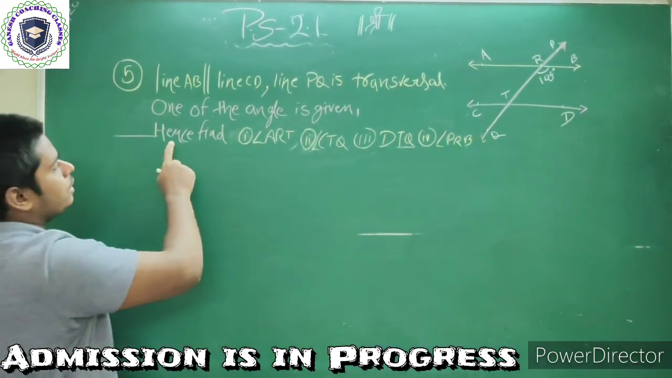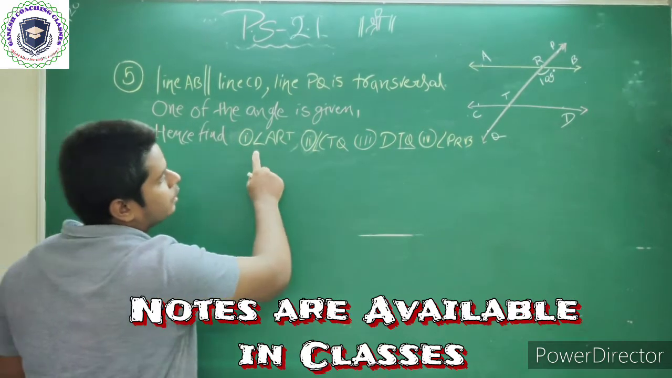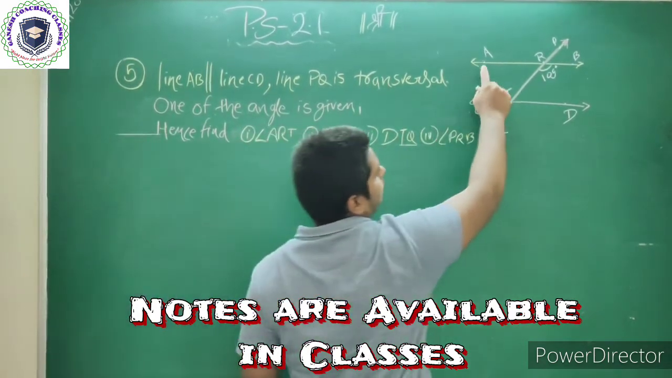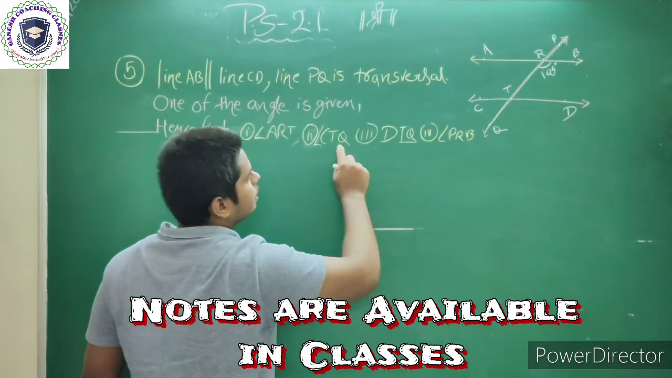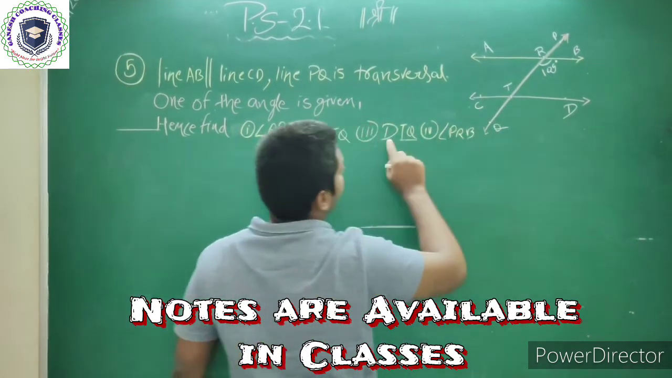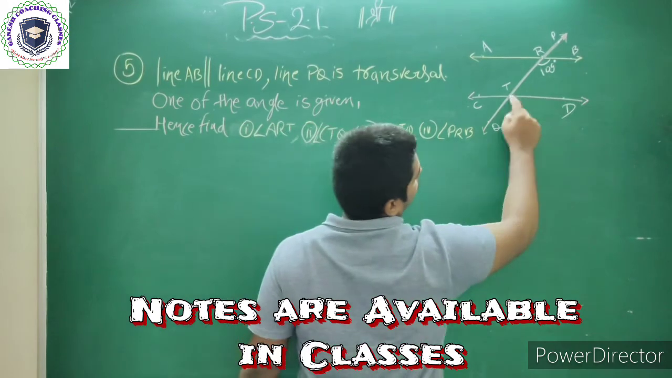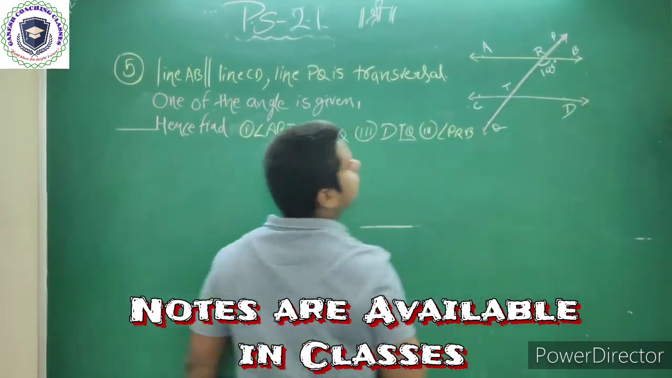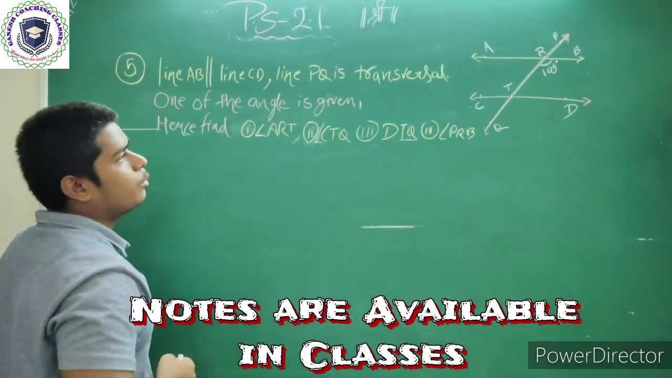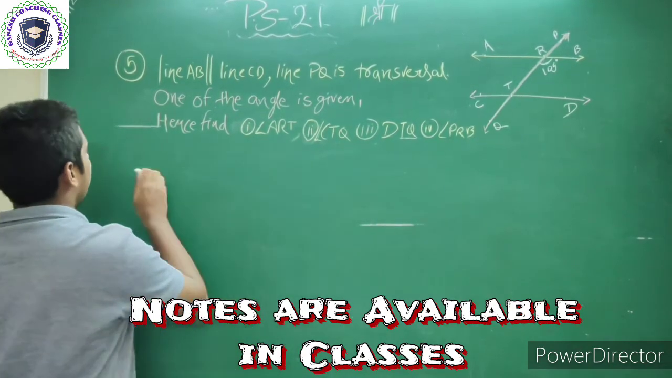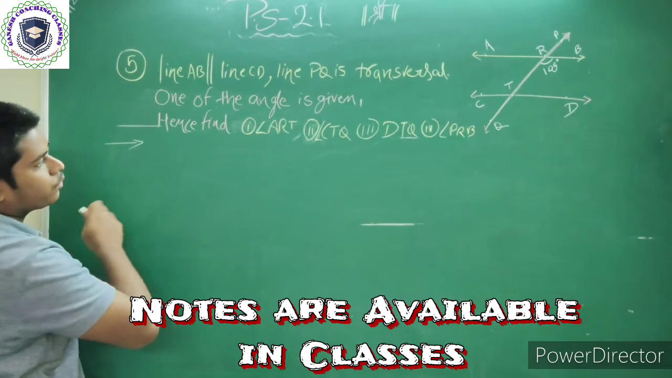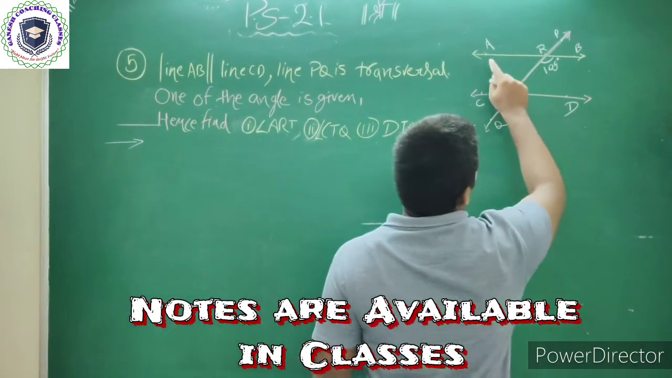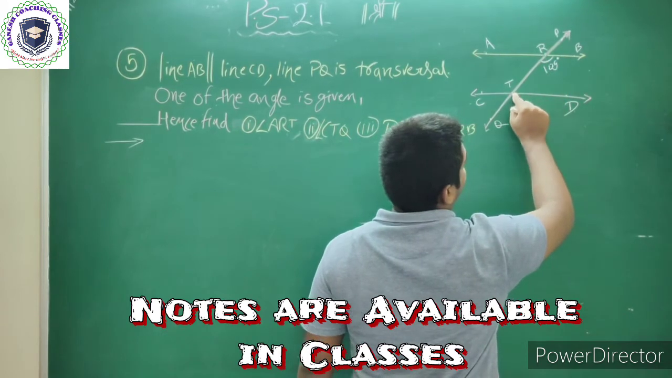By this we have to find the four angles here. The first one is ART, the second one is CTQ, the third one is DTQ, and the last one is PRB on the upper side. So let's start solving this. First of all, we will find the first one, angle ART.